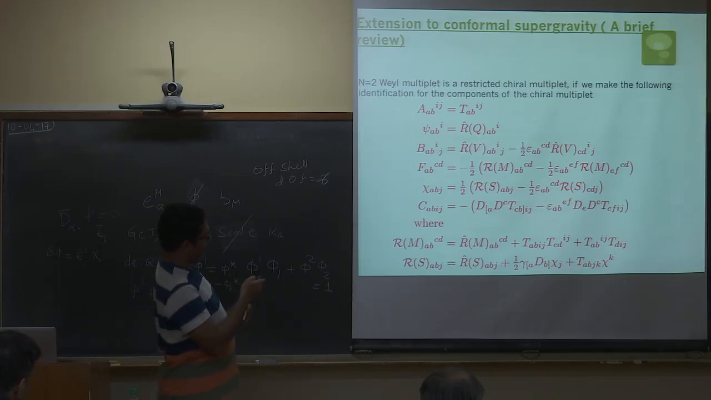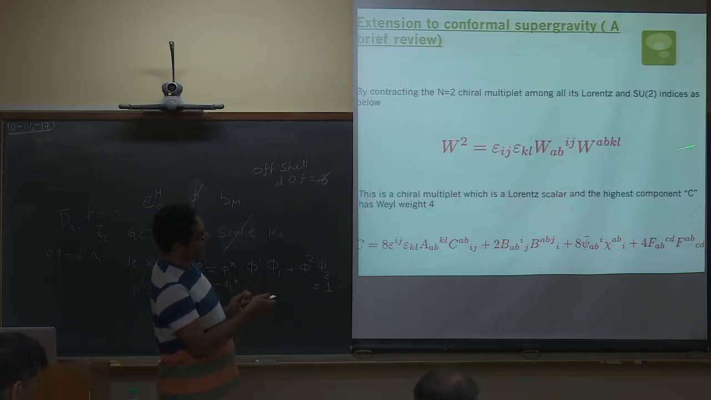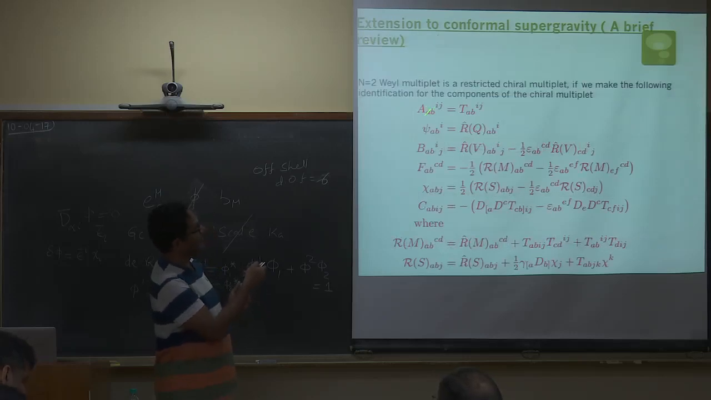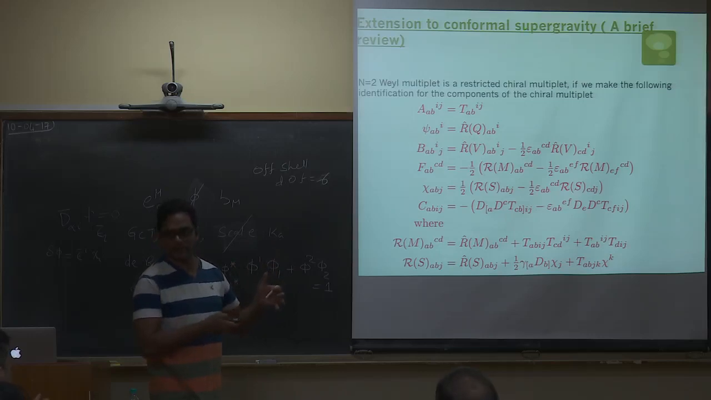Right, so this is a chiral multiplet which is W_ABIJ. This will have 8 plus 8 components, but this has the indices ABIJ, so this is like having this many chiral multiplets.